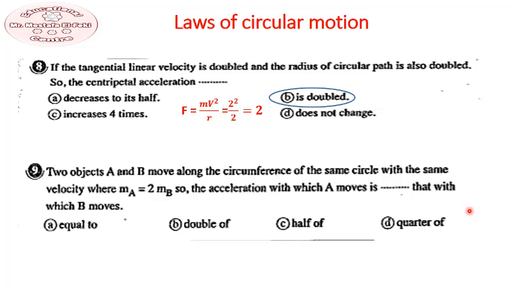Two objects A and B move along the circumference of the same circle with the same velocity, where mA equals mB. So the acceleration with which A moves is that of B. Acceleration doesn't depend on the mass. So it remains constant.